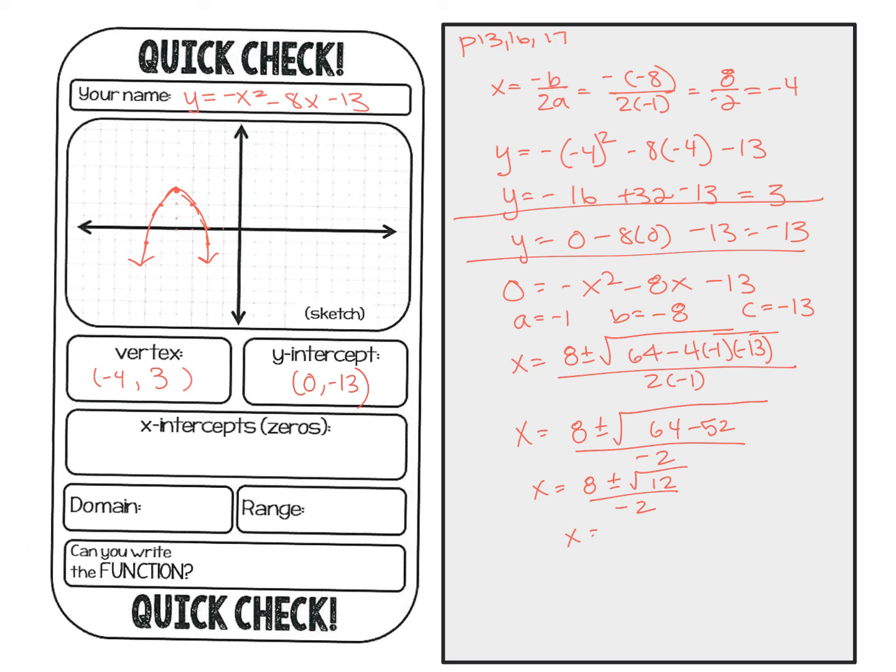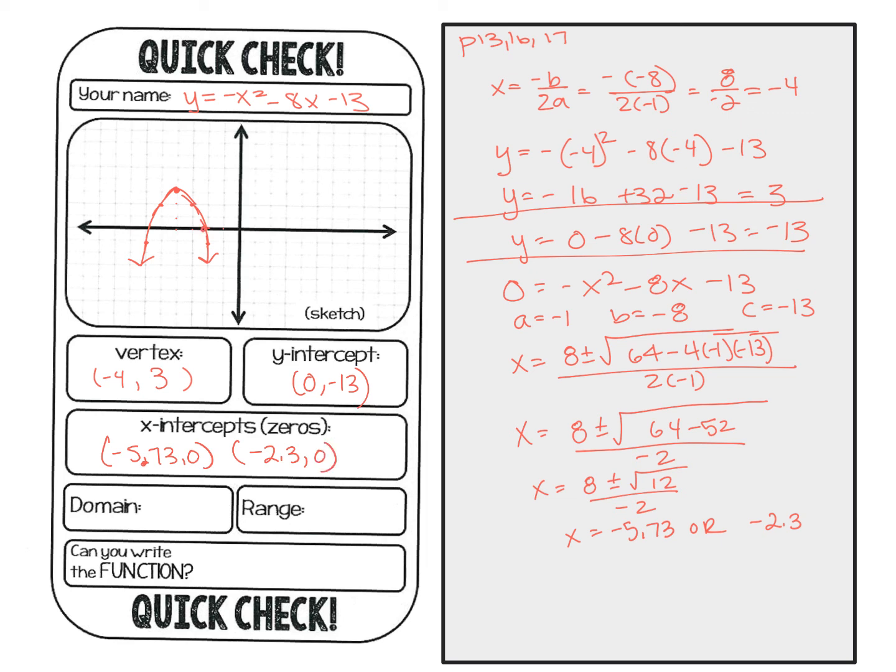You should be getting a negative 5.73. And when you do 8 minus the square root of 12 divided by -2, I believe you're getting a -2.3 or vice versa. But work those out on your calculator. And so my x-intercepts are negative 5.730 and -2.30.